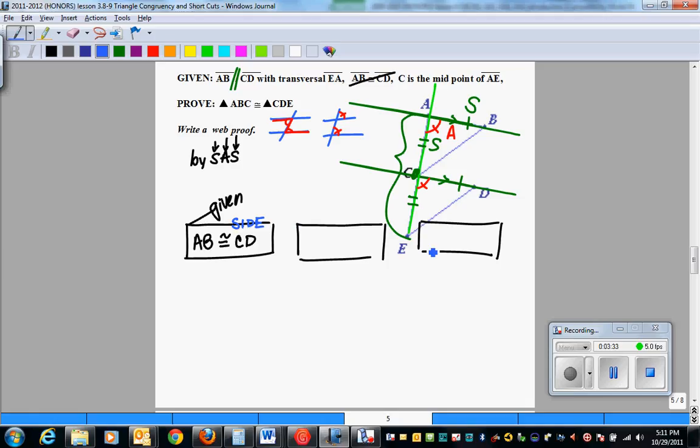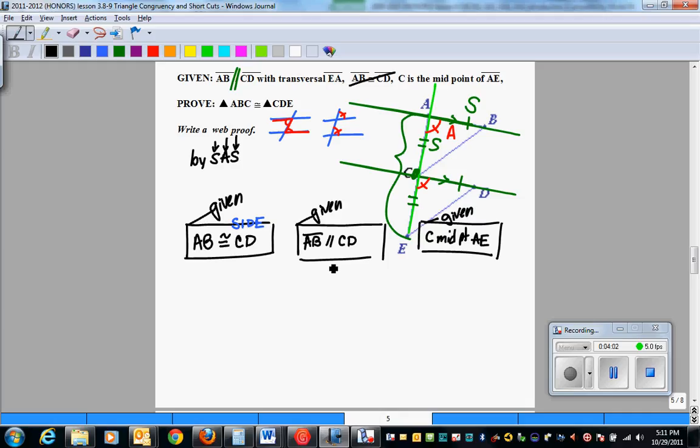And then what gave us the angles with a parallel line? So we're going to go ahead and get that. AB is parallel to CD. Why do we know it? It's given. And then our other pair of sides was because of the midpoint. So C is the midpoint of AE. We know that because it's given.